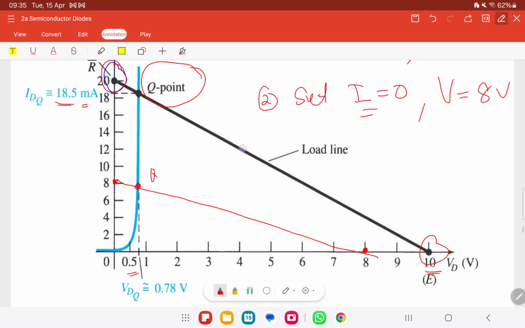Okay, so from the new Q point, we want to get the IDQ. So you just tarik. So this one will be the IDQ, might be dalam 7.5.